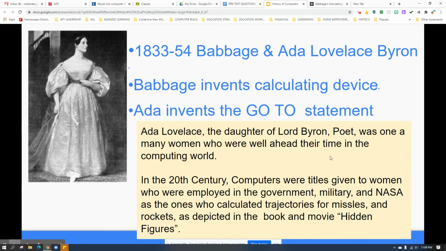So Ada Lovelace was actually the daughter of Lord Byron, who was a very famous poet from England. She was one of the many women who were well ahead of their time in the computing world. Now, in the 20th century, computers were titles given to women who were employed in the government, the military, and NASA as the ones who calculated trajectories for missiles and rockets. One such incident is depicted in the movie and the book Hidden Figures.